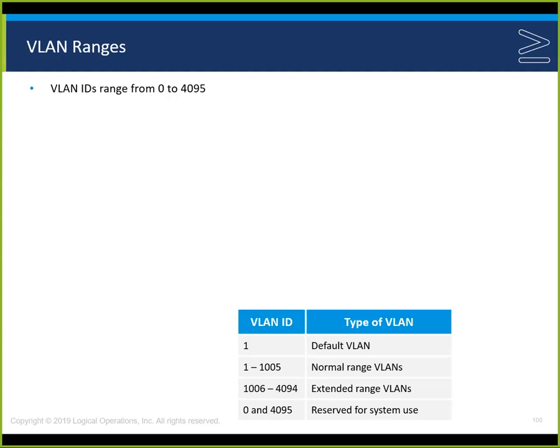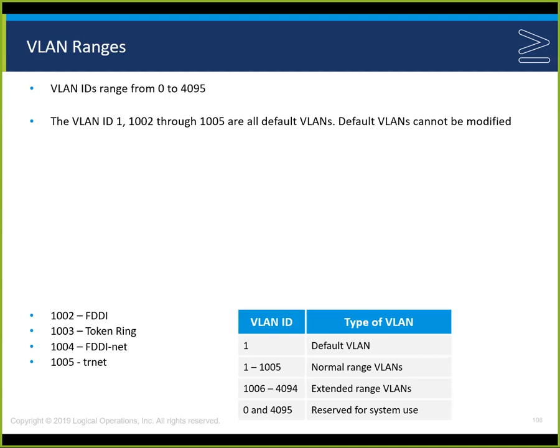1002 to 1005 are always going to be with us. They're there by default. You can't delete them. You can't rename them. You can't make them go away. The things that are created by the system are going to be part of the system. And then we have the extended range VLANs 1006 to 4094. VLAN 0 and VLAN 4095 are reserved for system use when we do those things.